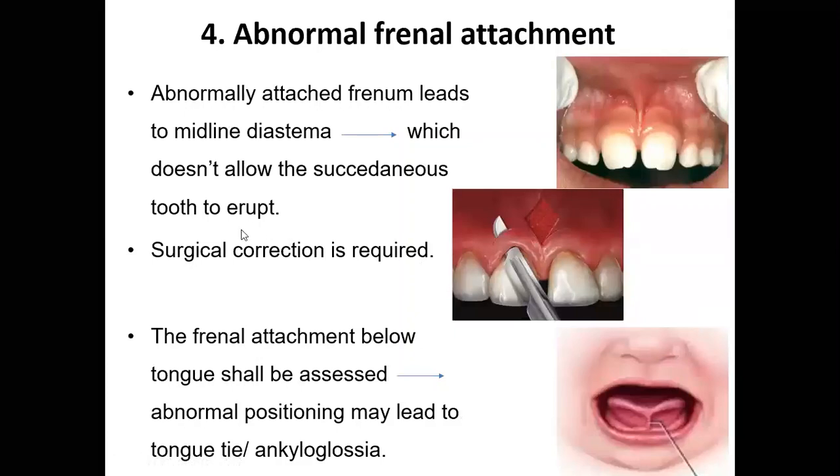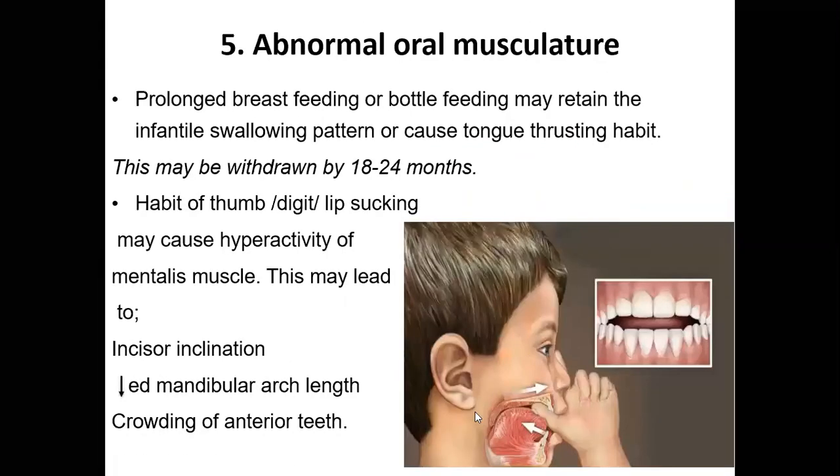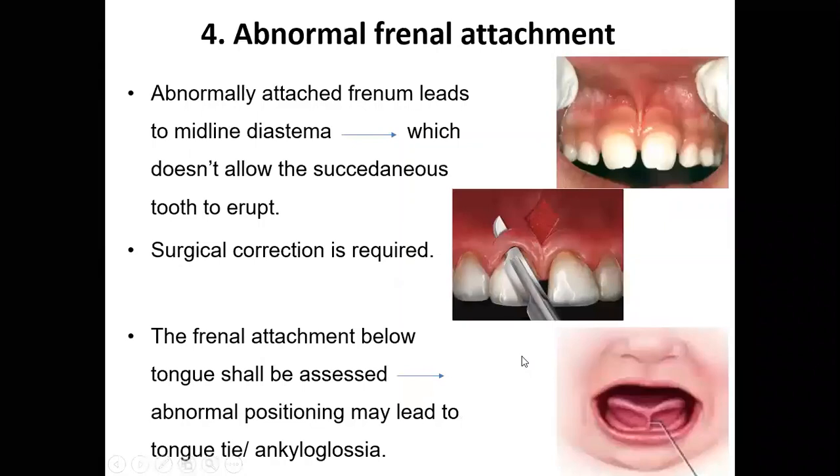Number 4 is abnormal frenal attachment. This is called frenum. This is a soft tissue attachment, and the soft tissue attachment is called a frenum. This is called a labial frenum, and the other frenal attachment is below the tongue. That is called lingual frenum. If this frenum or that frenum is abnormally attached, it will again lead to malocclusion.